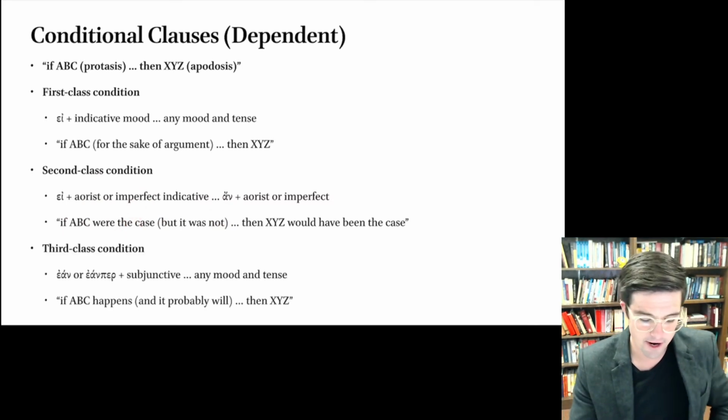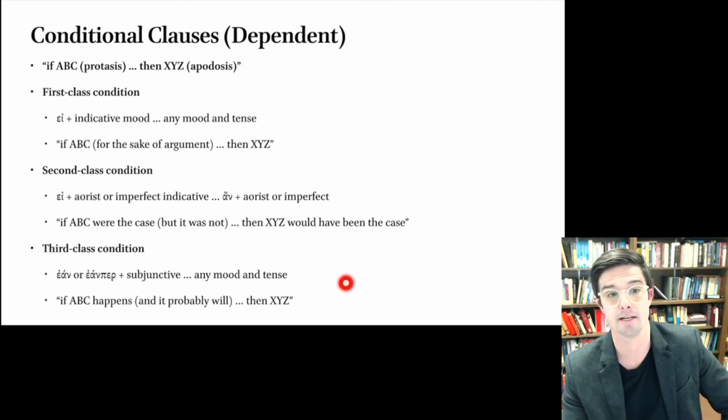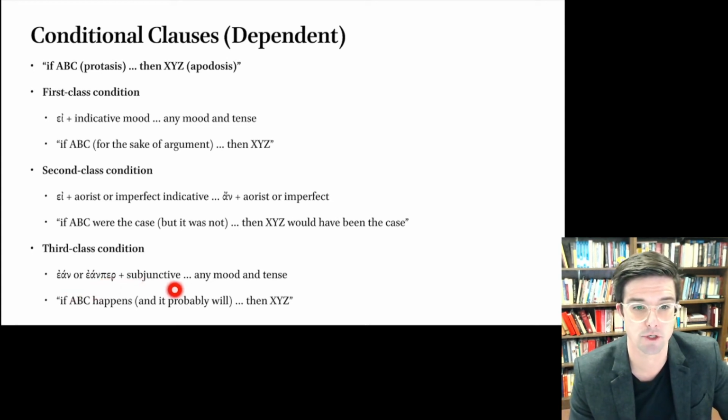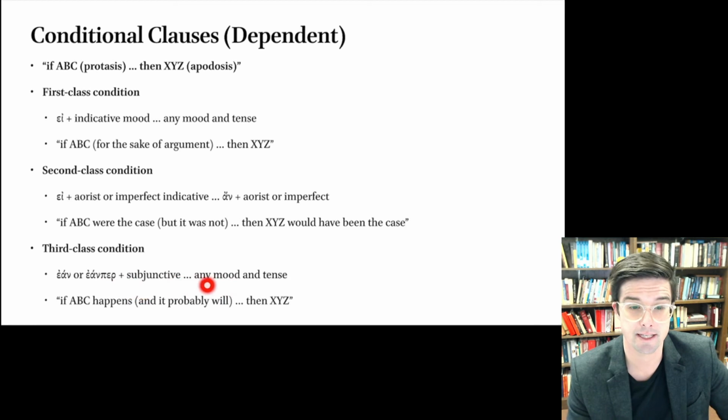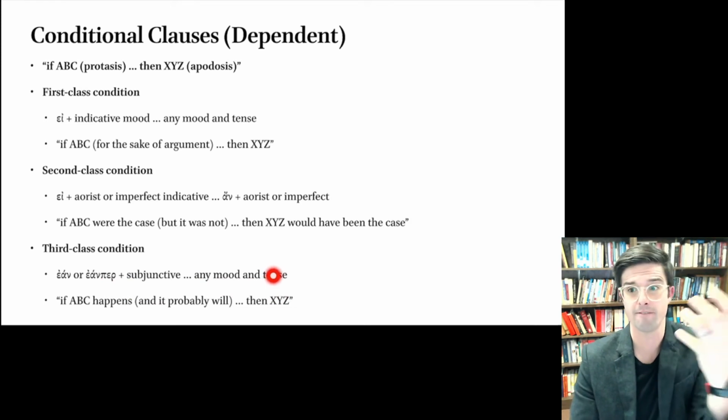And then the third class conditional, which is about as common as the first class conditional in the New Testament, uses ean with the subjunctive in the protasis and any mood or tense in the apodosis. And this assumes something that is sort of future oriented.